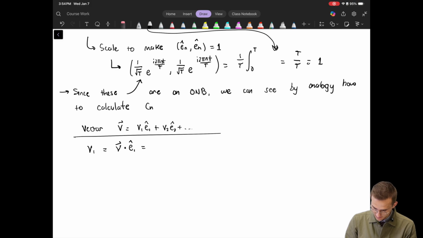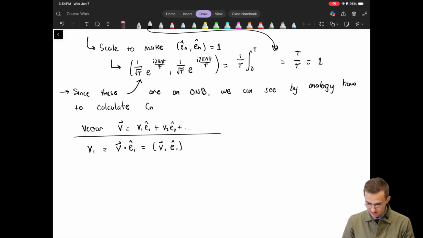That's going to, which you can also write as the inner product between v and e1, right? And that's of course just going to be equal to v1 because e1 is orthogonal to all the other elements in the sum.